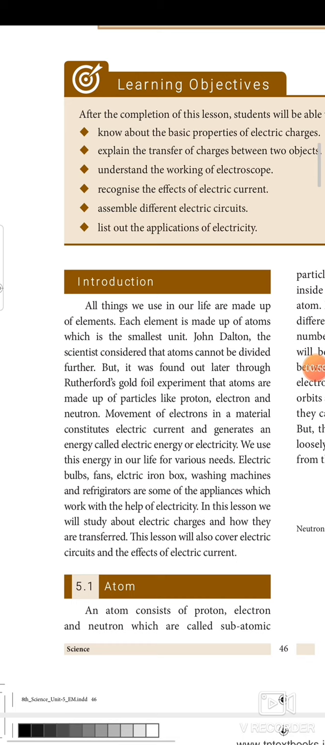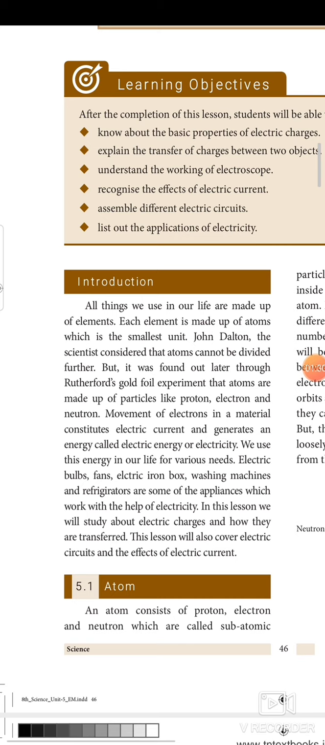Movement of electrons in a material constitutes electric current and generates an electrical energy called electricity. We use this energy in our life for various needs. Electric bulb, fans, electric iron box, washing machine and refrigerator are some of the appliances which work with the help of electricity. So in this lesson, we will study about electric charges and how they are transferred. This lesson will also cover electric circuit and the effect of electric current. Let's see the basics about atom.